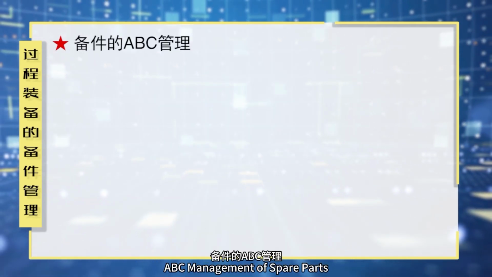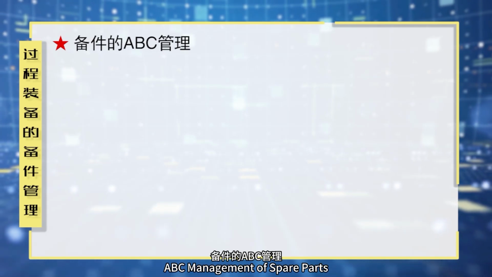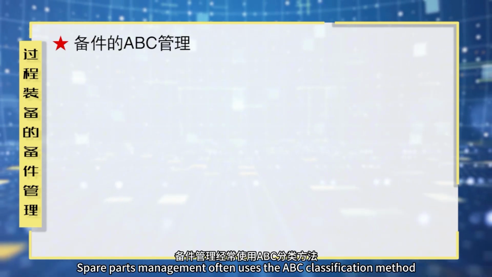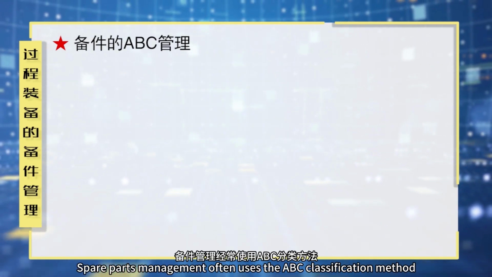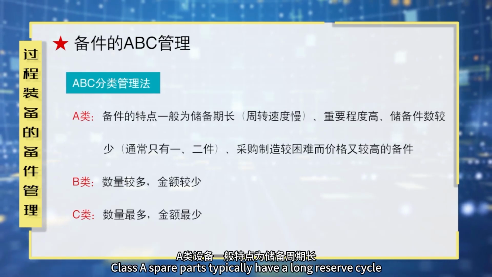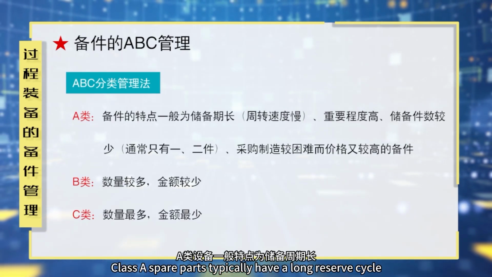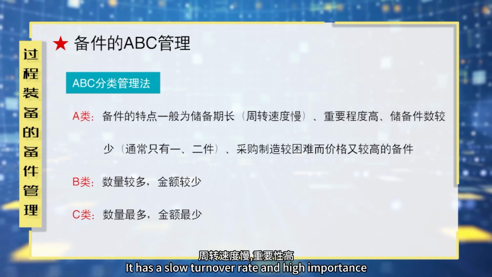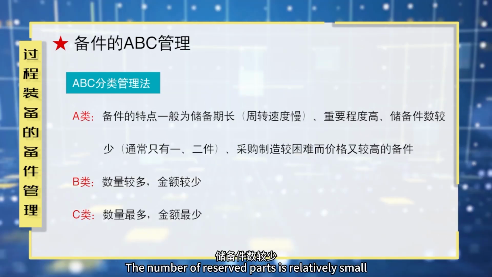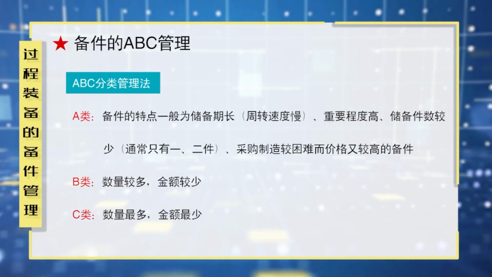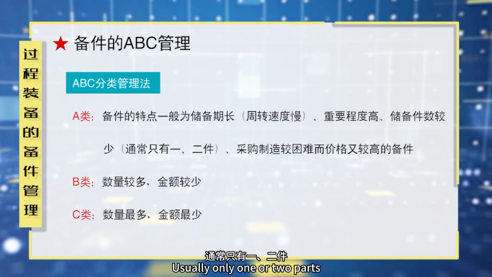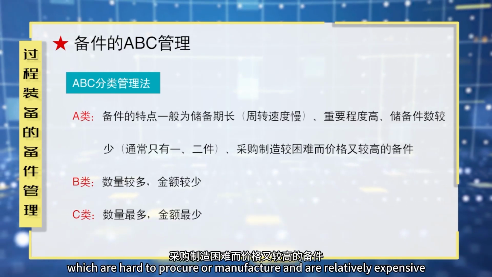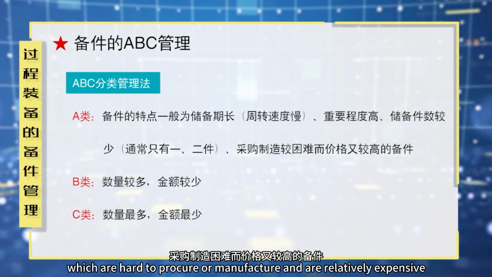Part 3. ABC Management of Spare Parts. Spare parts management often uses the ABC classification method. Class A spare parts typically have a long reserve cycle. It has a slow turnover rate and high importance. The number of reserved parts is relatively small. Usually only 1 or 2 parts, which are hard to procure or manufacture and are relatively expensive.